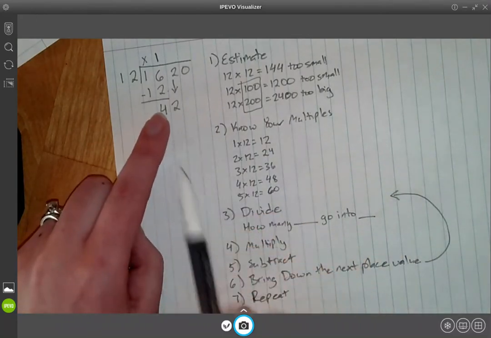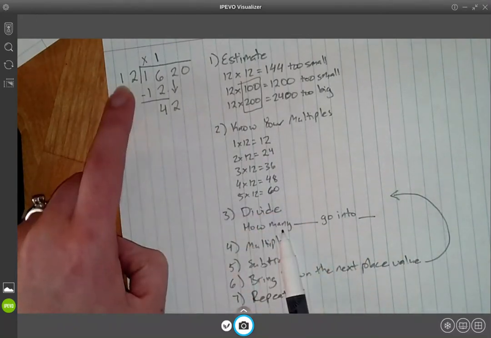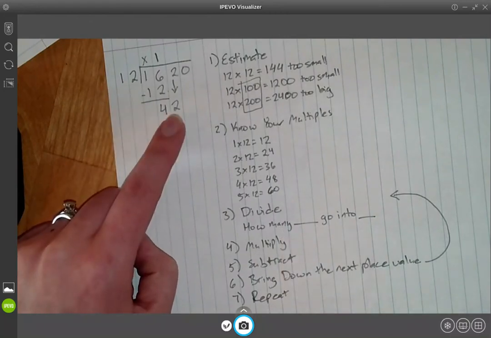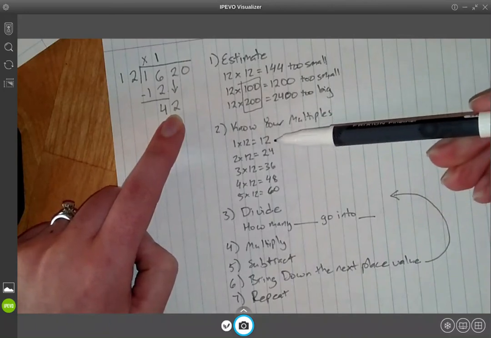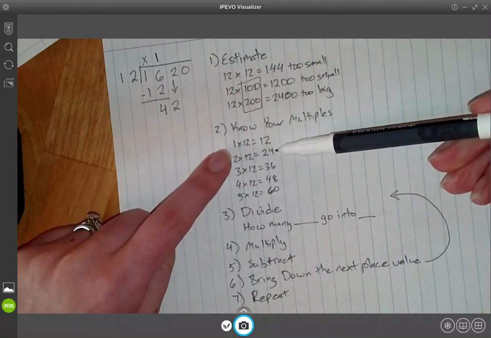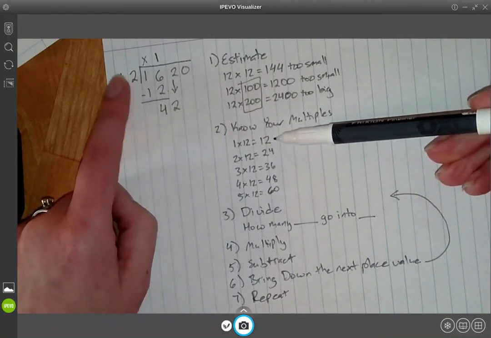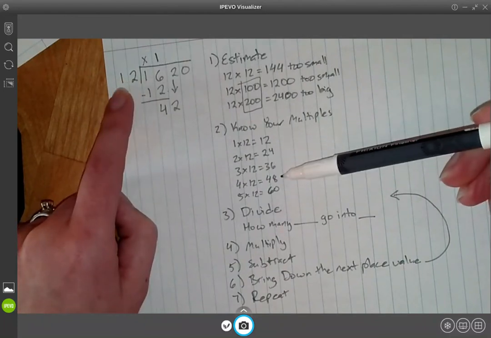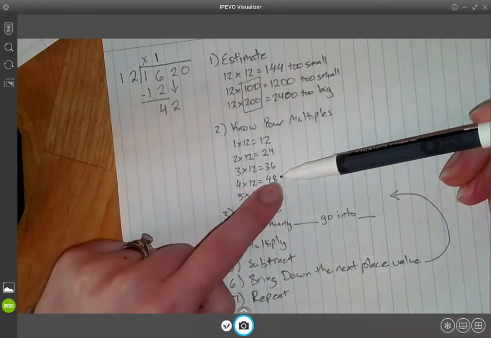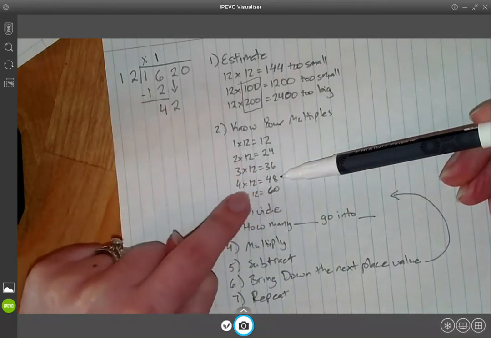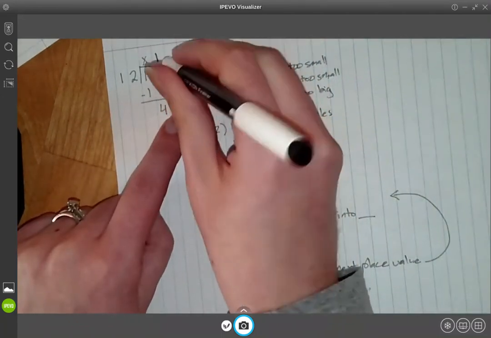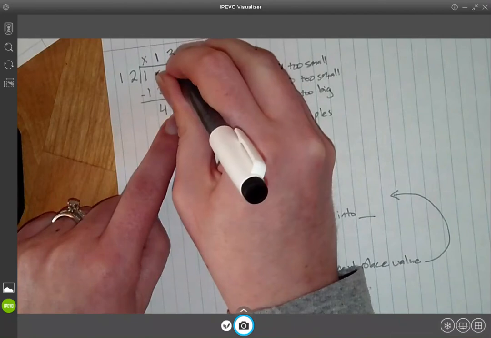All right, so now I'm going to ask myself, how many 12s go into 42? Well, I'm going to look for the closest number to 42 without going over. 12, 1 time would fit, 2 times would fit, 3 times would fit. Oh, 4 times would be too big. 48 is bigger than 42. So I can't fit 4 groups of 12 in, but I can fit 3 groups. Because I'm dealing with my tens place, I'm going to put that 3 up top.